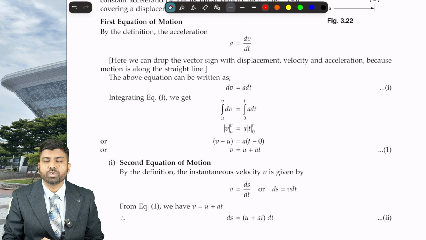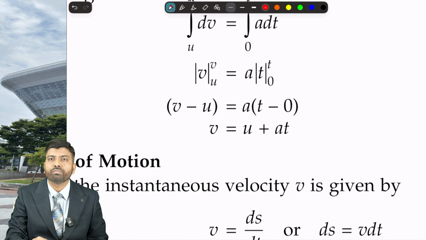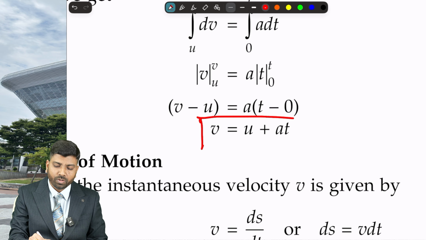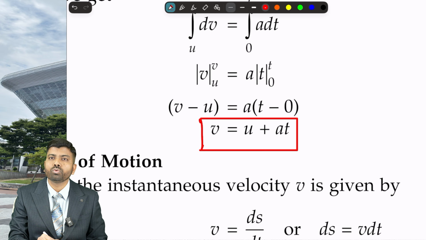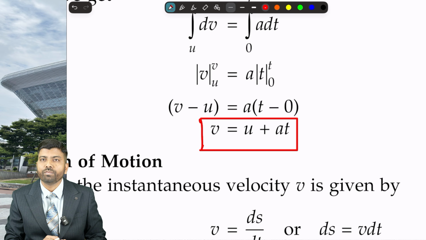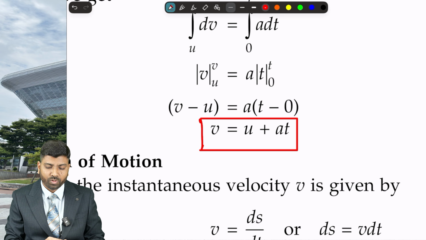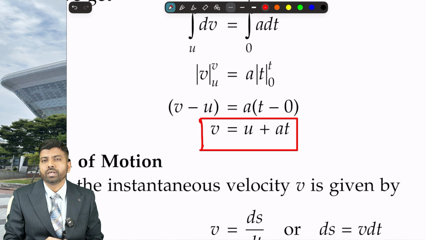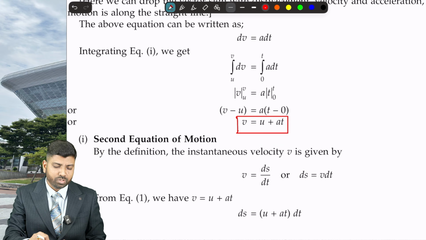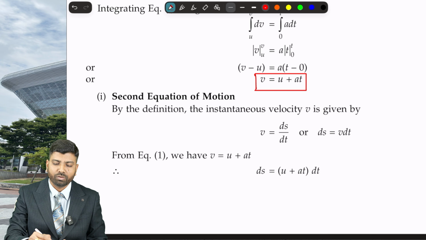Newton's second equation of motion. From the first equation of motion, we derived v equal to u plus at, where v stands for final velocity, u stands for initial velocity, a for acceleration, and t for time. Now let us move to Newton's second equation of motion.